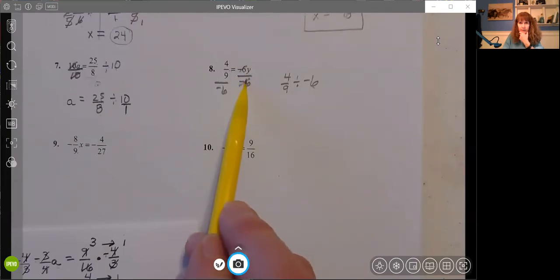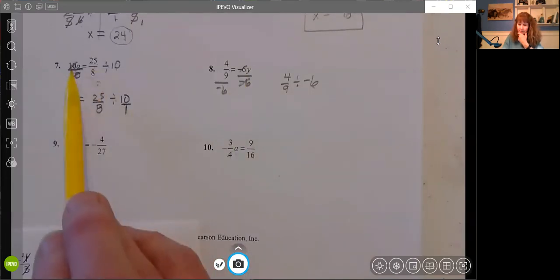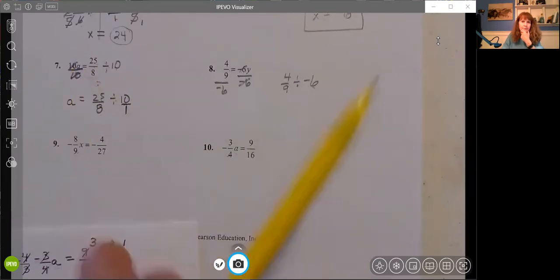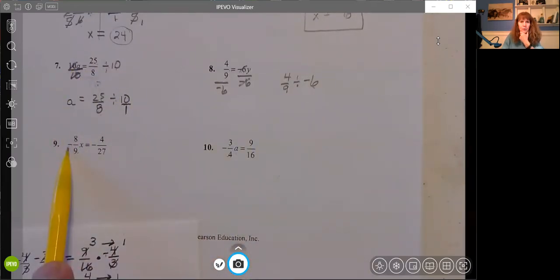A negative over a negative is a positive. If it's a positive, you divide by a positive. Okay. If it's a negative, you multiply by a negative reciprocal. It stays the same. Here stays the same, -4/3. Okay, great.